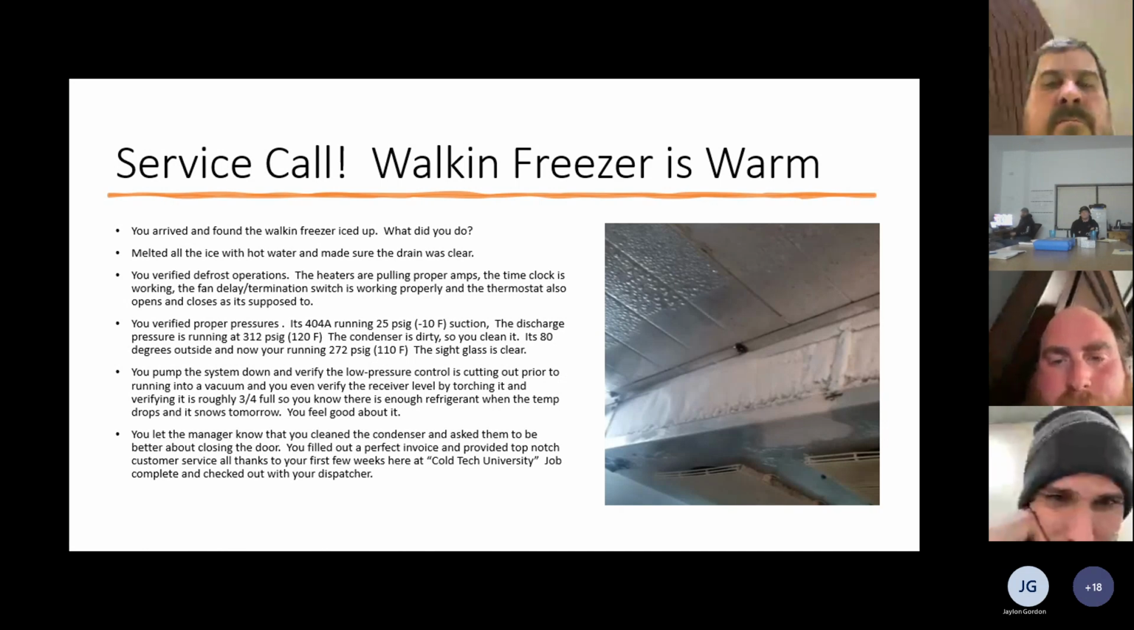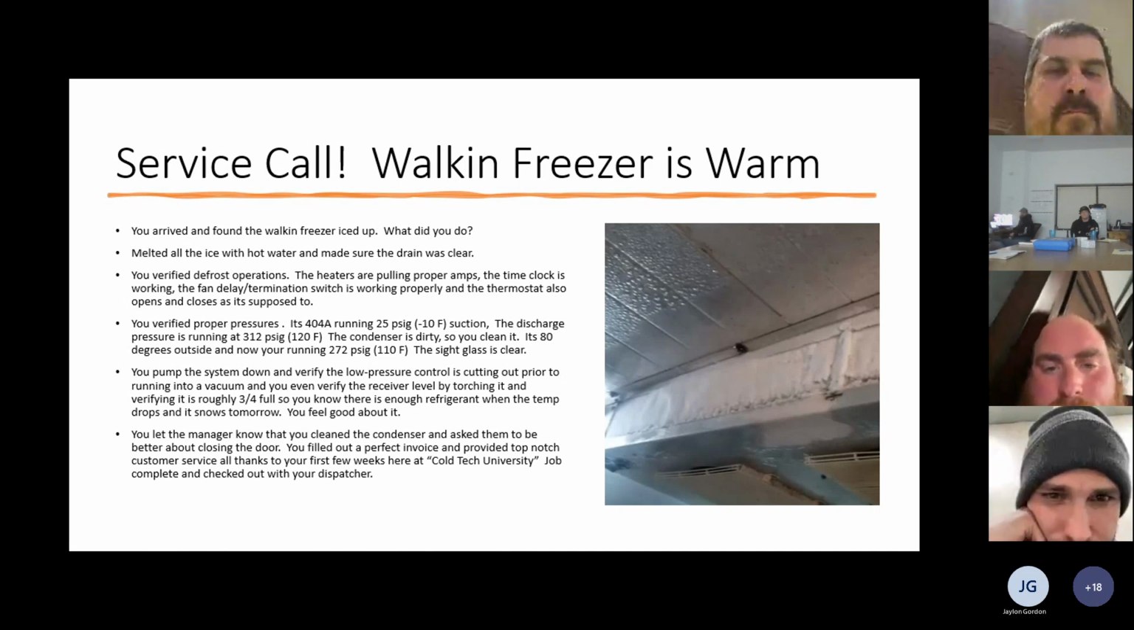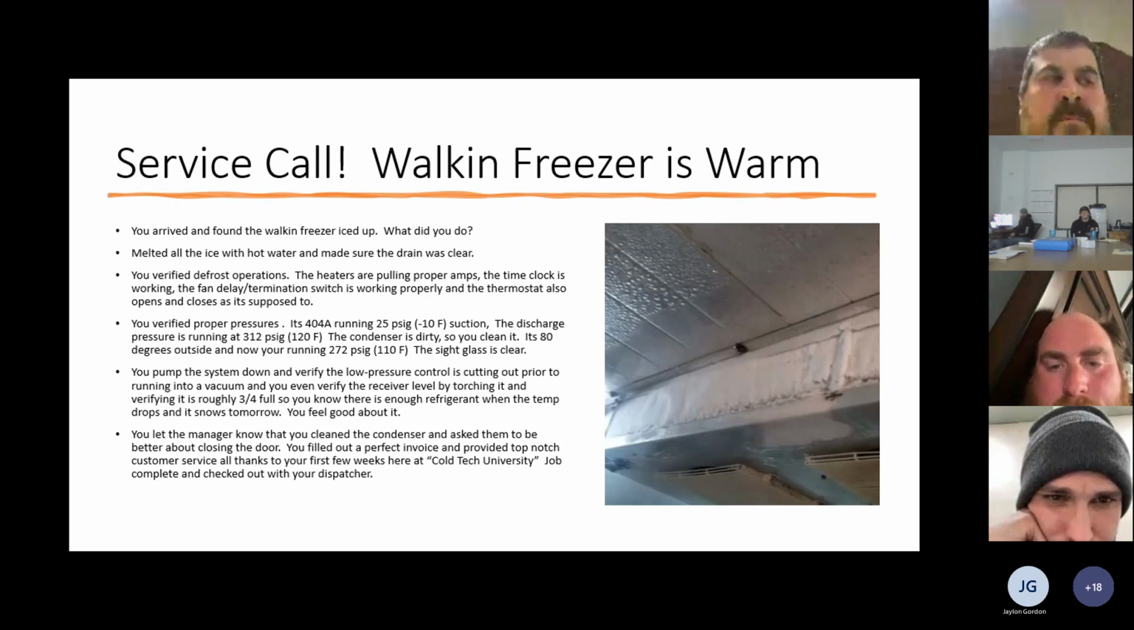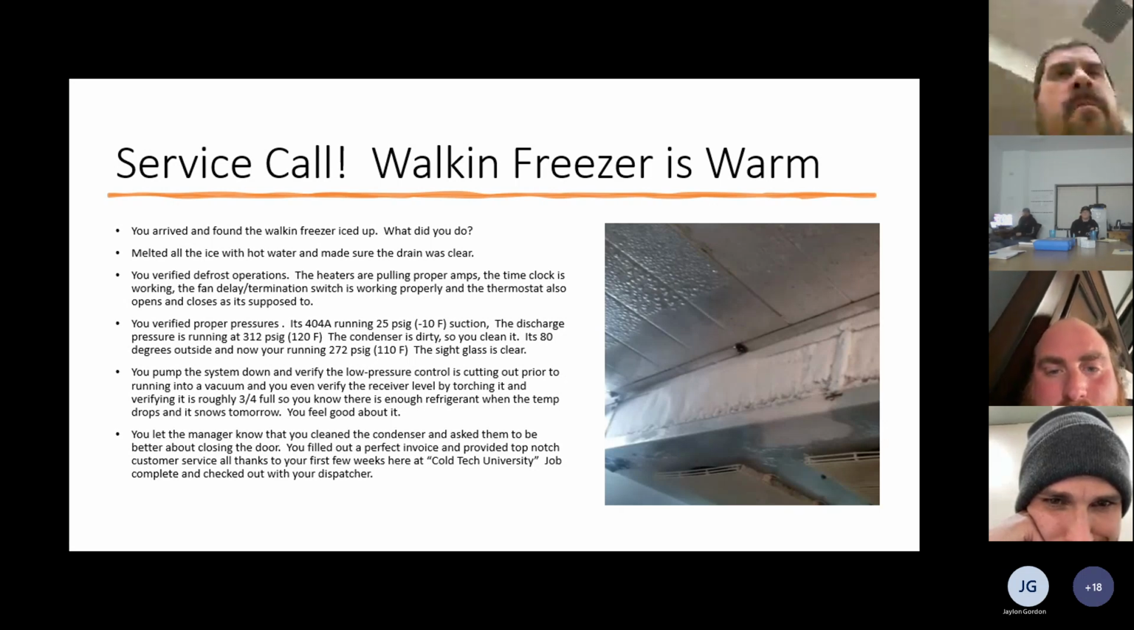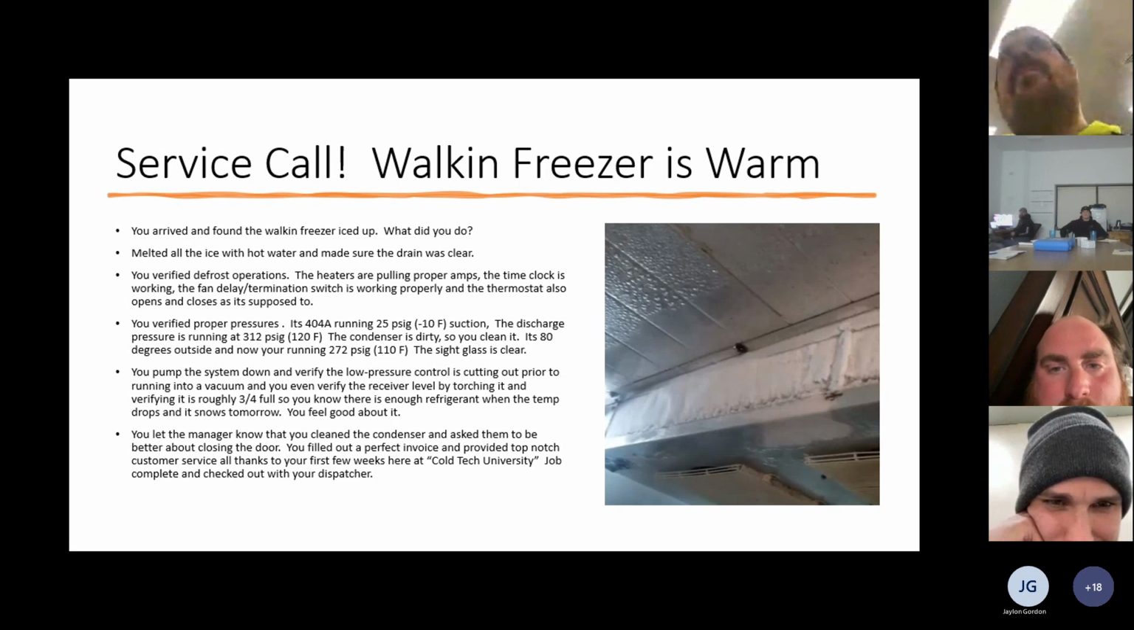Then we let the manager know that we cleaned the condenser and asked them to be better about closing the door, because that seems to be the most common write-up whenever something's running warm. Manager doesn't keep the door closed. You filled out the perfect invoice and you provided top-notch customer service, all thanks to your first few weeks here at Coltech University. Job is complete and checked out with your dispatcher.